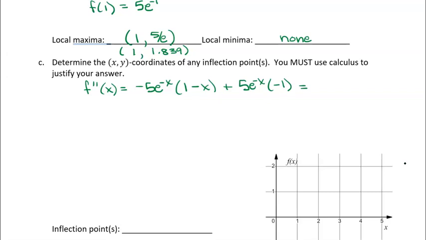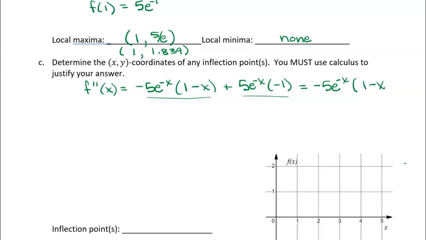I have two terms here. One of them is here and one of them is here, right? I have these two terms, and they both have a negative. So I'm going to factor out a negative 5 e to the minus x and then see what's left. When I do that here, I'm going to have 1 minus x left.